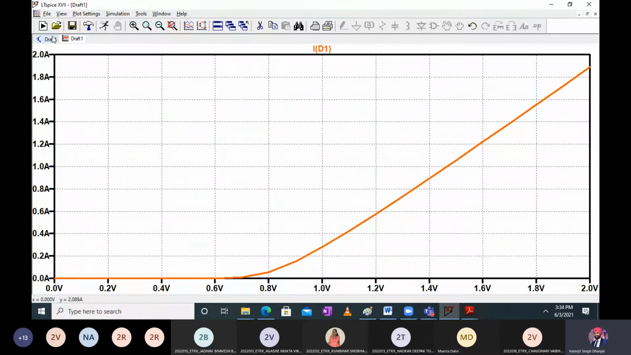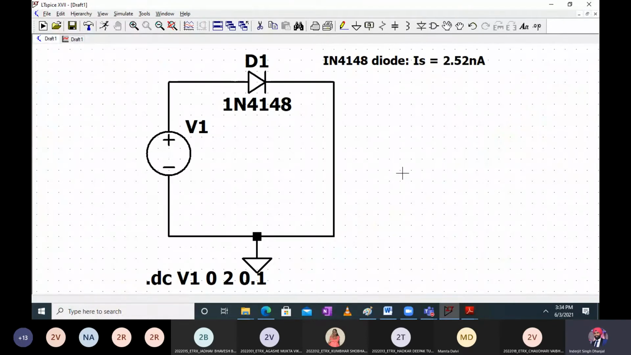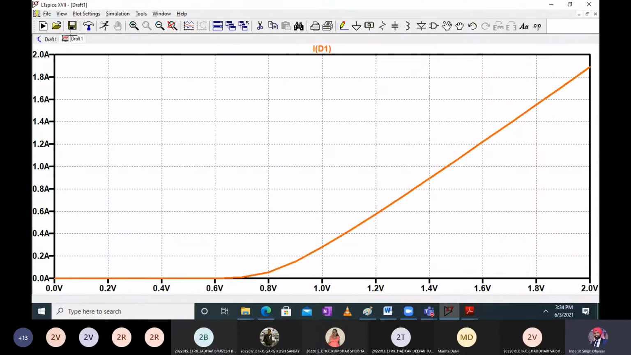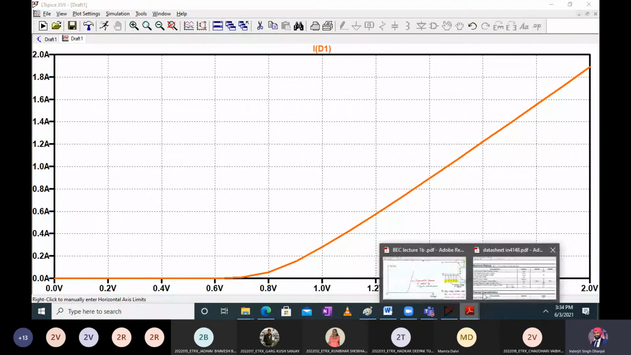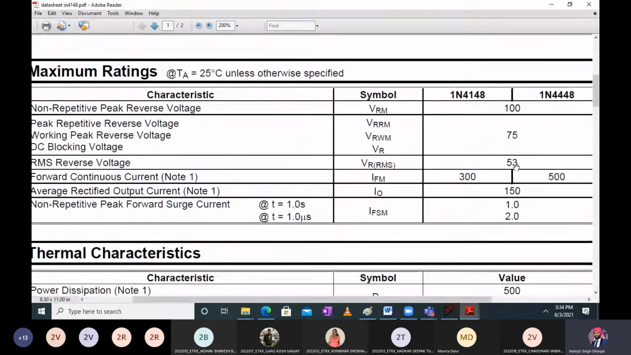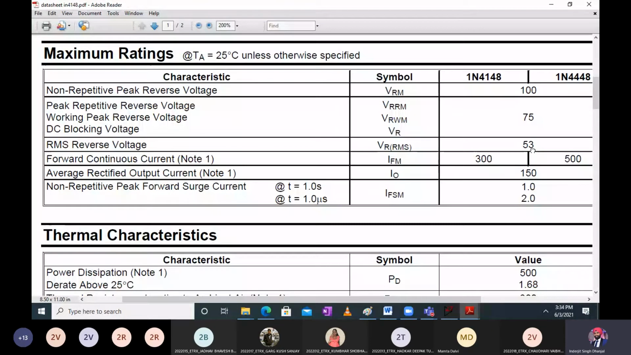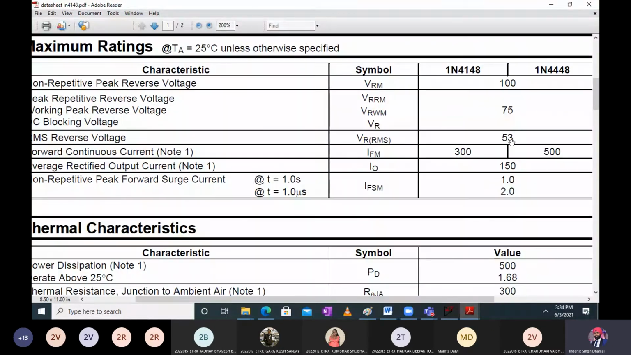So any solutions? Anyone suggesting anything? What? Put a resistor. Yes, correct. We can put a resistor in series with this diode. And what will be the role of that resistor? That resistor is to limit the current flowing through the diode, so that the current which is coming is well within the limits of the data sheet given over here. Okay, so it is well within this data sheet so that it can support this.